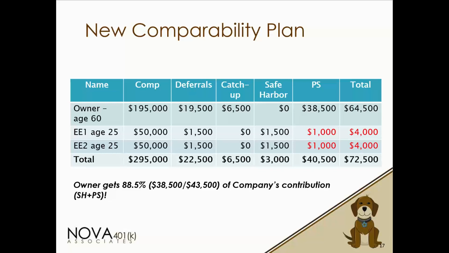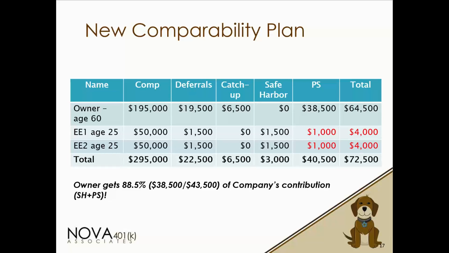And we do some testing and we discover if we give each employee $1,000 profit sharing, we'll pass non-discrimination testing. And in this case, we are getting $38,500 of employer money to the owner out of the $43,500 employer contribution. That would be the deduction for the employer contribution on the tax return. And the owner is getting 88.5% of the employer contribution, in addition to being able to deduct or defer $19,500. So it's a pretty darn good tax benefit. That's a pretty good example.